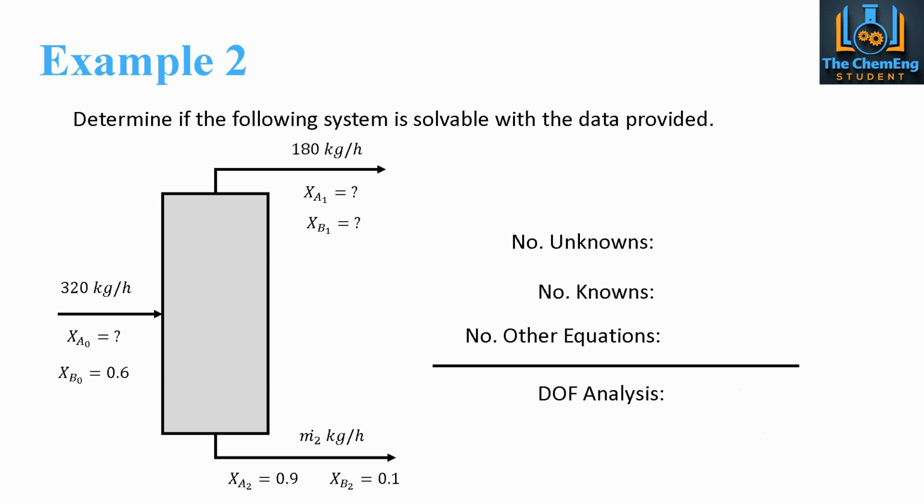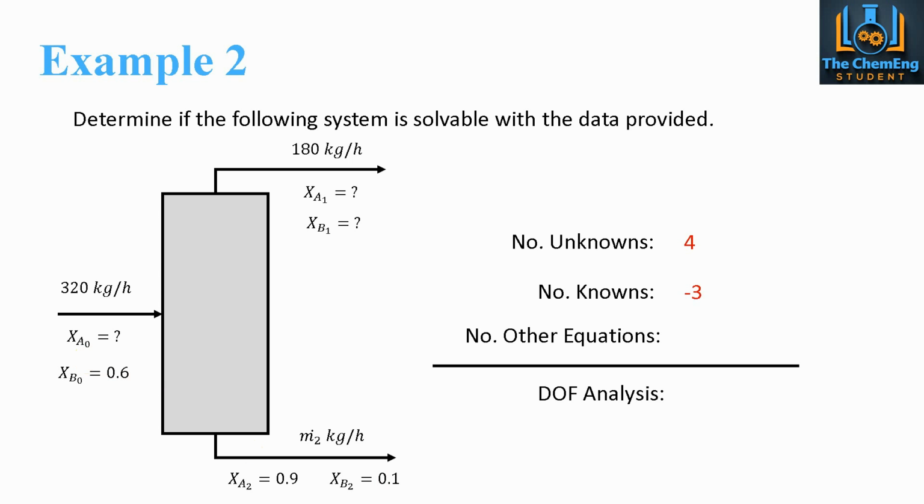Now example 2 is something very similar, but we have some changes to the information. This time, we don't know the composition of A coming into the system, but we do know what the composition is on the bottom product. However, again, we still don't know the composition of the top product. We know the flow rate. We still don't know the flow rate of the bottom product, but we know the composition. And we don't know the composition of A. So the number of unknowns this time is 4.